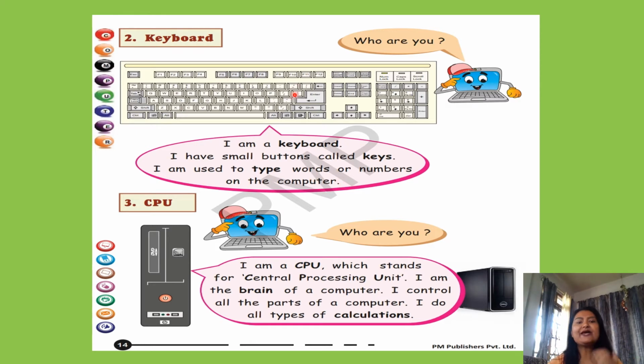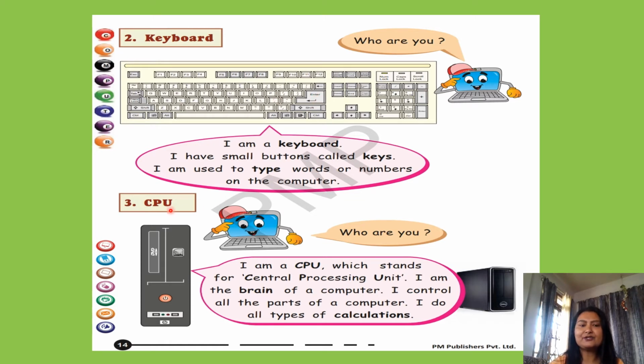So whenever we are typing something, we are writing something, isn't it? We use these keys, okay? So we type with the help of these keys. And what do we type? Here are number keys, here are alphabet keys, okay children? And what are these small buttons on the keyboard called? These are called the keys.